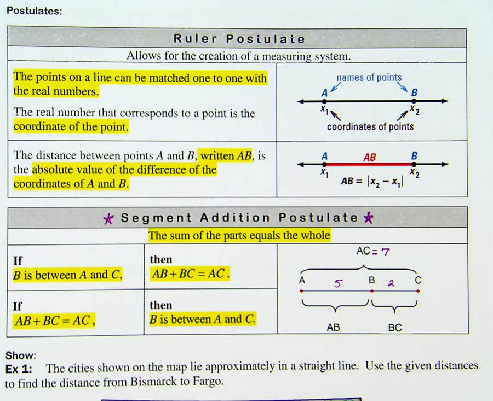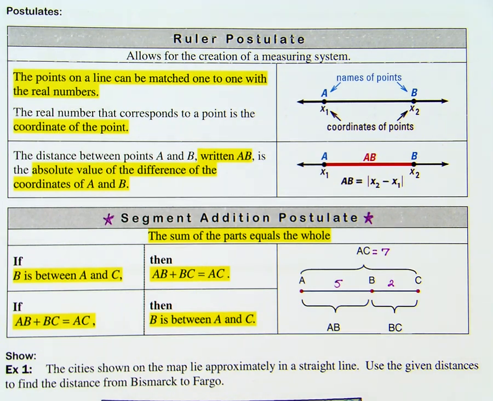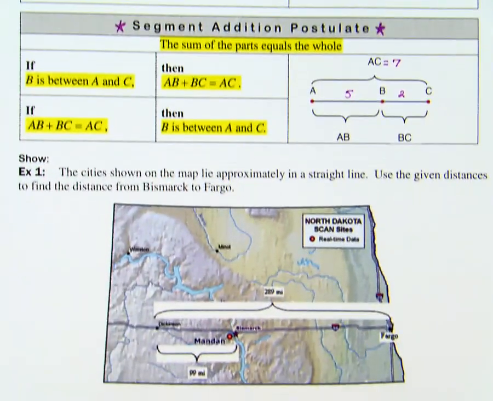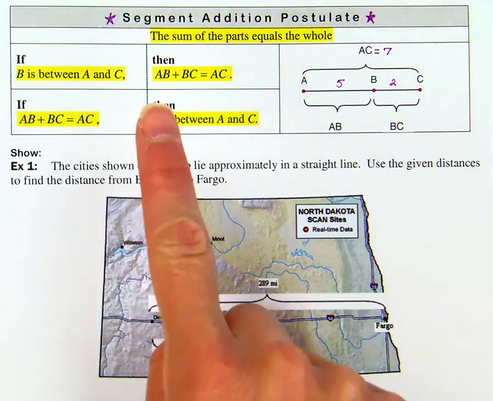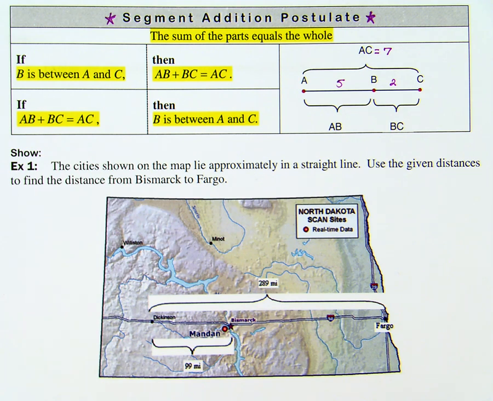Alright guys, let's get into the examples. There's just a few for this section. Example 1 gives us an application problem for the segment addition postulate. We have a map, we're given a couple distances, and we want to find the remaining distance.